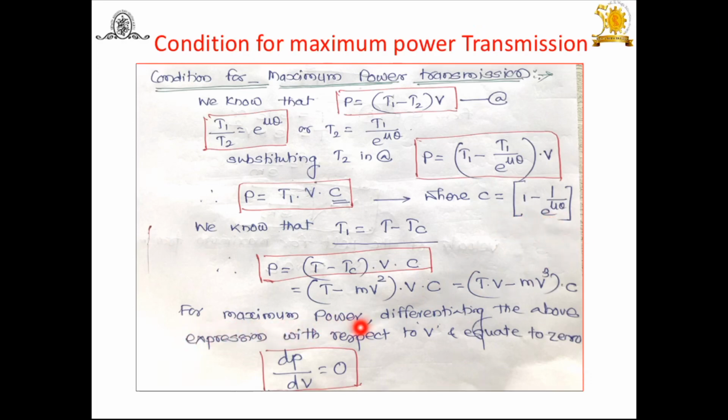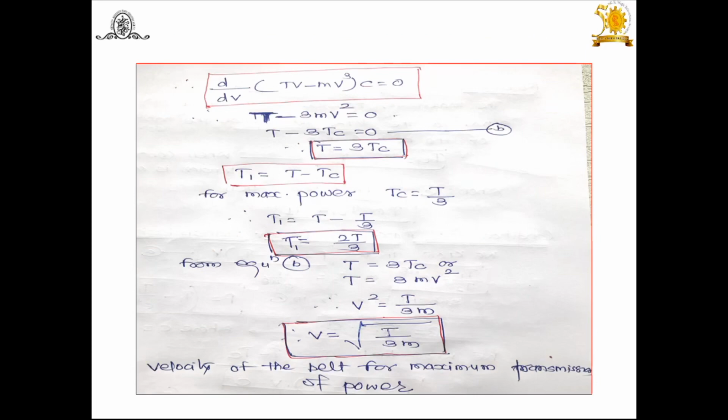To have maximum power transmitting capacity, this equation is differentiated with respect to V and equated to 0. dP by dV is equal to 0. Therefore, d by dV of (T v minus m v cube) into C is equal to 0. Taking its derivative, what you will get? T minus 3 m v square is equal to 0. Therefore, T minus 3Tc is equal to 0, since m v square means Tc. So you will get T equal to 3Tc. This is one of the conditions for maximum power transmission.